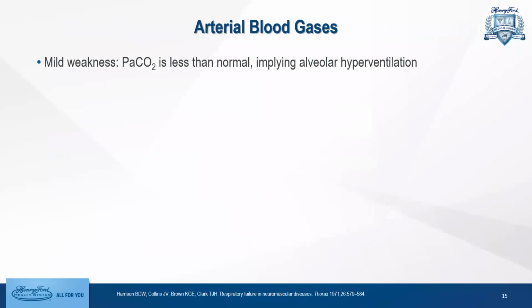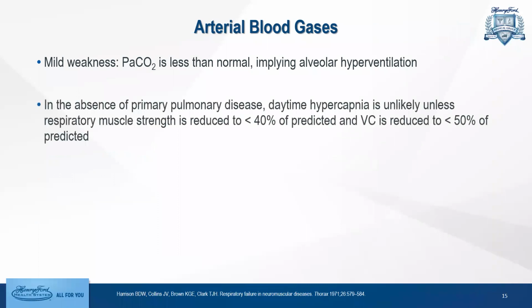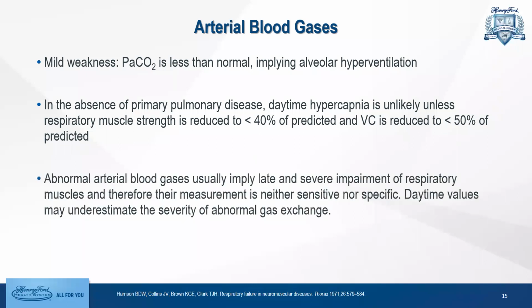What about ABGs? Whenever you have mild weakness of respiratory muscles, CO2 is usually less than normal. Mainly it's because people are breathing rapidly, so you're hyperventilating. Whenever your disease progresses and there's no pulmonary disease, daytime hypercapnia is unlikely. But if your respiratory muscle strength decreases to less than 40% of predicted and your vital capacity is less than 50% of predicted, you're going to start having rises in PCO2.